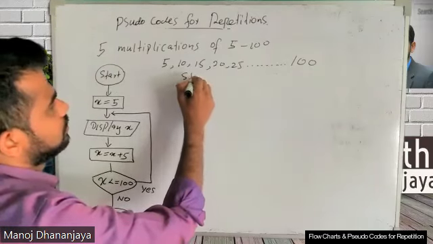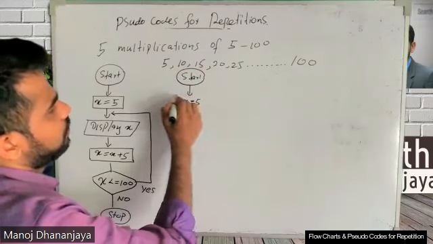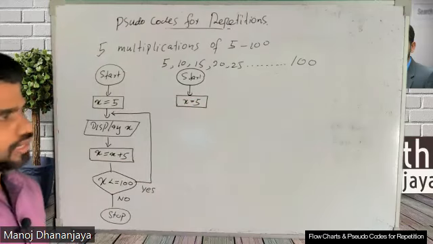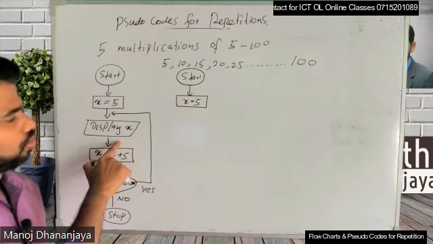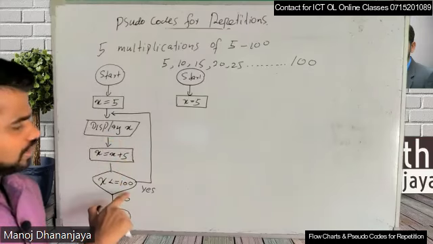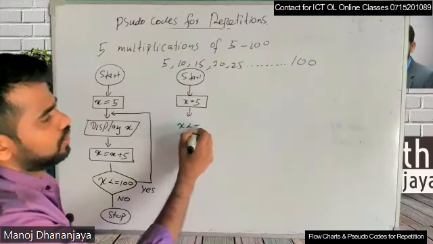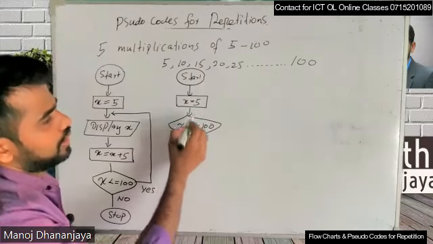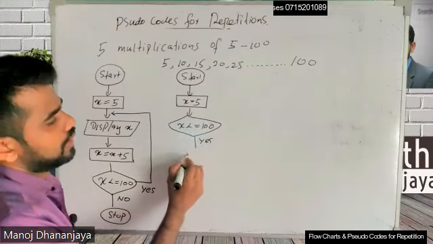Start. X equals 5. Now, value of x is 5. In the earlier flowchart, we displayed the value of x as the next step. Now, without displaying, we are going to check this condition. Then I will add it here. Is x less than or equal 100? Right. Is 5 less than or equal 100? Yes. Then display x.